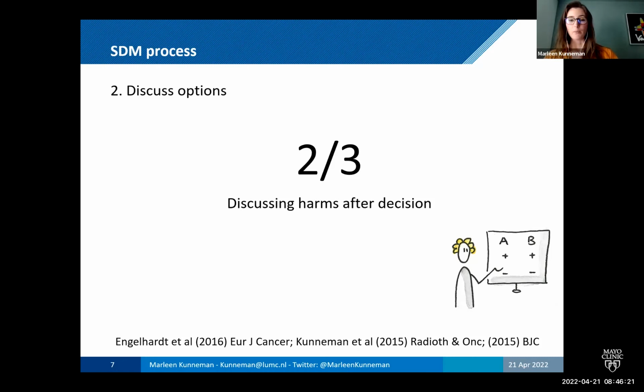Interestingly, this is a finding by one of my colleagues, Ellen Engelhardt, who found that about 2/3 of the harms of treatment are actually presented after making a decision. And we can also see this in practice where, for example, doctors have a decisional conversation with a patient. They decide on what to do, and then they say, well, and now you go and see the nurse, and she will tell you everything about the pros and cons of the treatment. But the decision is already made.